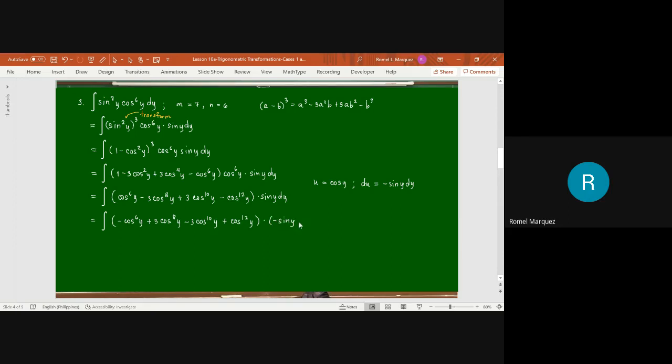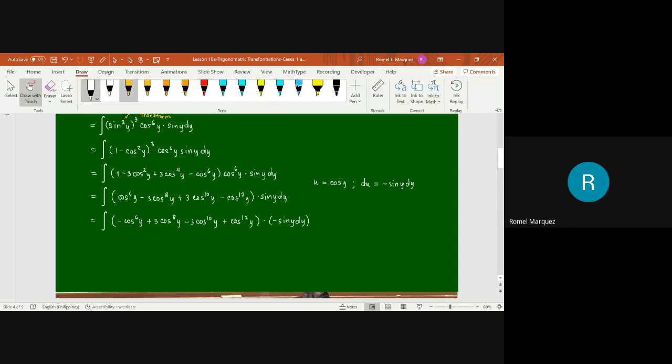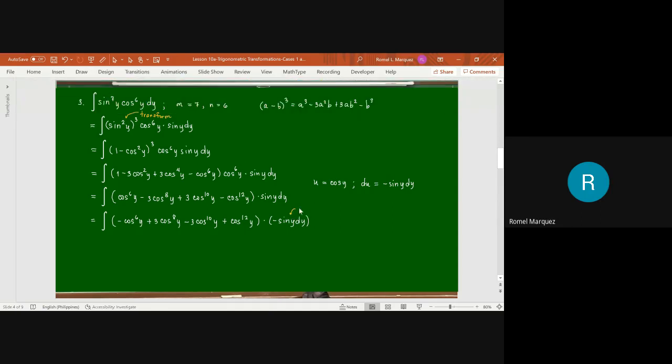So this will serve as the u of every cosine, the u of every term. And this is the du, no? Okay, guys? This is du. And this is u of every term. This is u to the n sub 1. This is u to the n sub 2. This is u to the n sub 3. And this is u to the n sub 4. Okay? We have 4 terms.